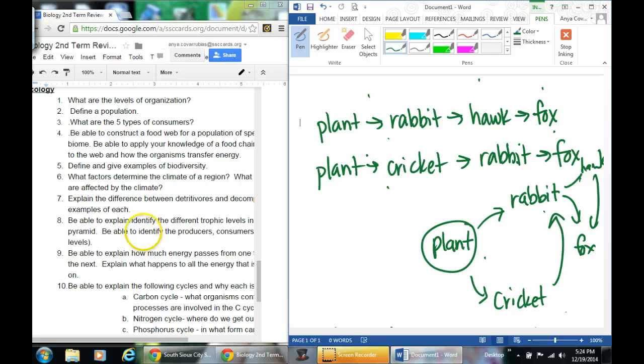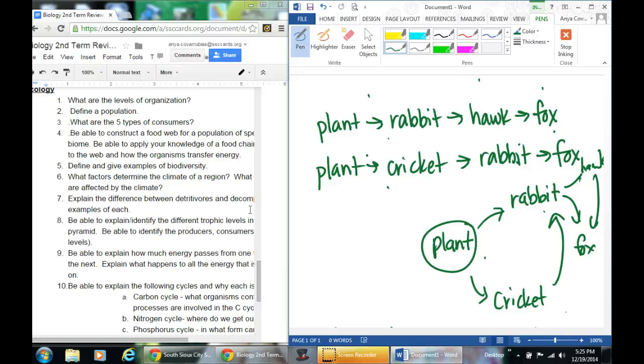Okay, so detritivores and decomposers are different because detritivores are going to eat our dead things, and it's kind of a second step to our decomposers, where our decomposers aren't really eating anything. They break down things by using that chemosynthesis.